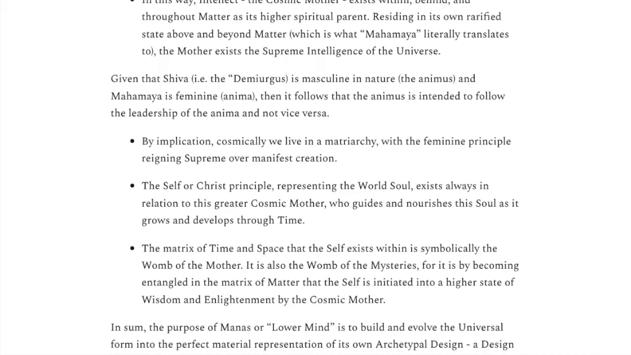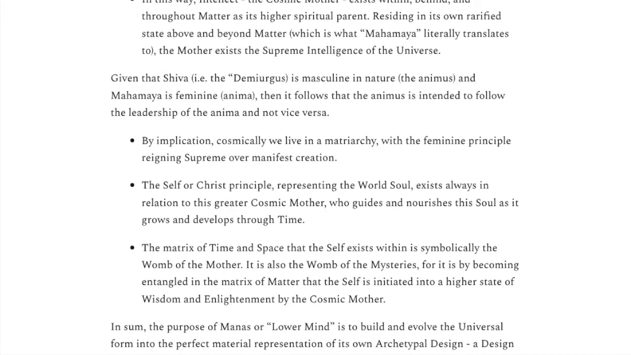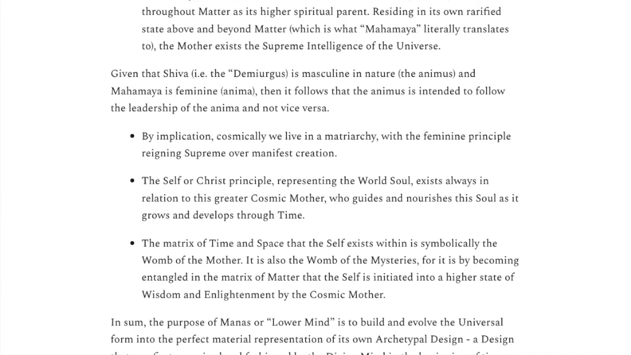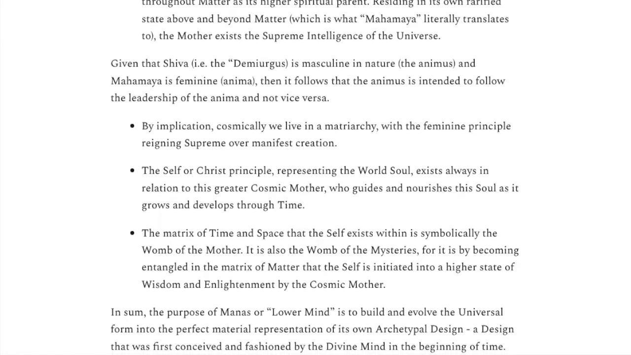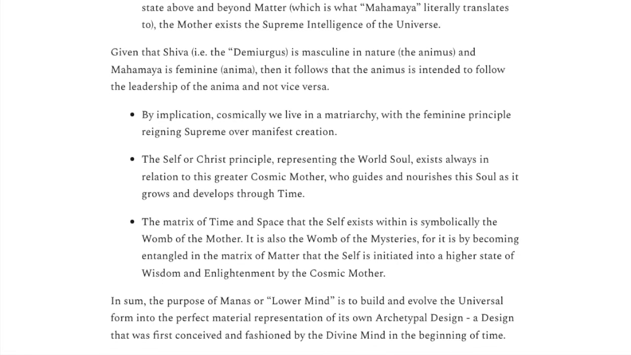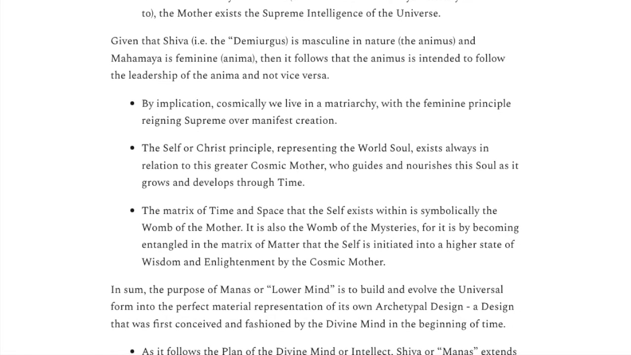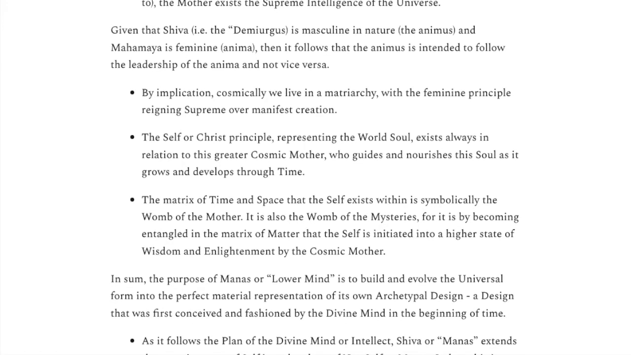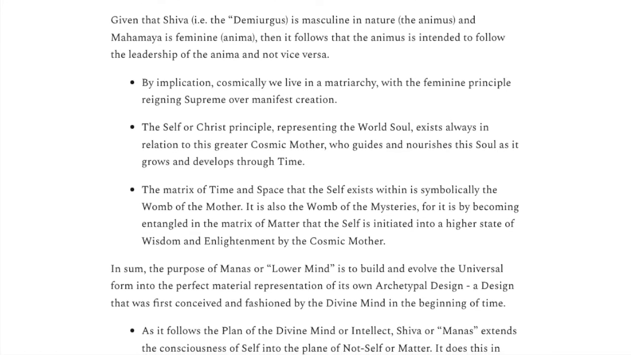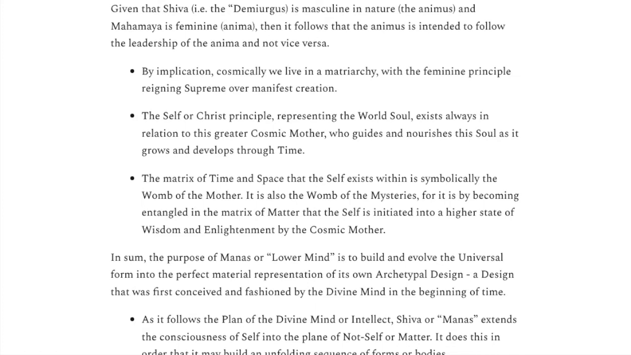So by implication, cosmically, we live in a matriarchy with the feminine principle reigning supreme over manifest creation, which itself connotes a masculine quality because it's actively being generated. So the feminine principle is the guiding light of this generation. The self or Christ principle, representing the world soul, exists always in relation to this greater cosmic mother, the Virgin, the Virgin Mary being a derivative of Maya.